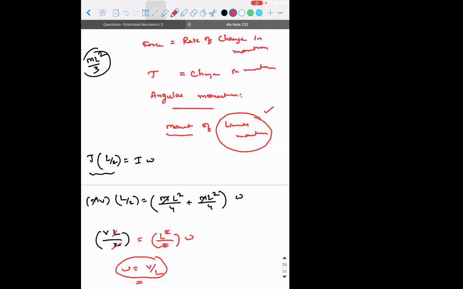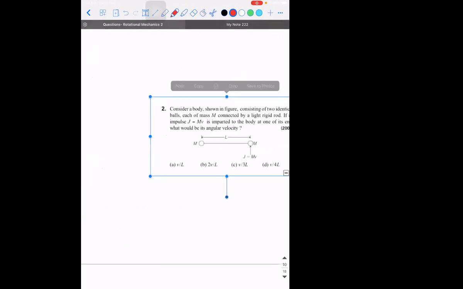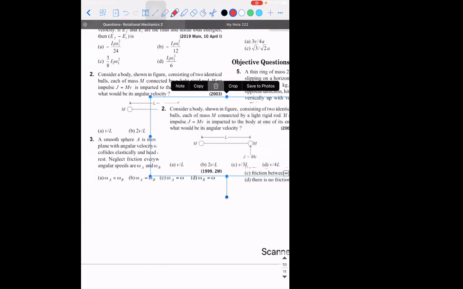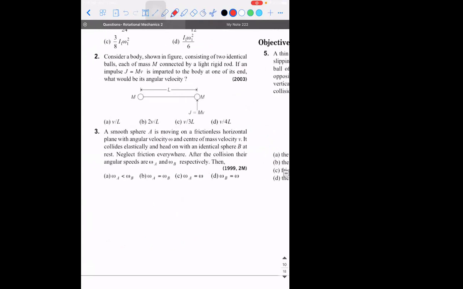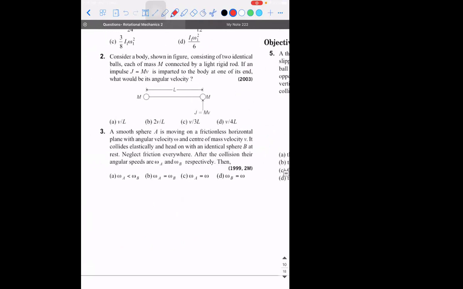Okay. Shall I proceed? Yes, sir. Yeah. Let's look at the third one. It's a 2 mark 1999 question. See, sometimes if your luck is good, the questions will get repeated.